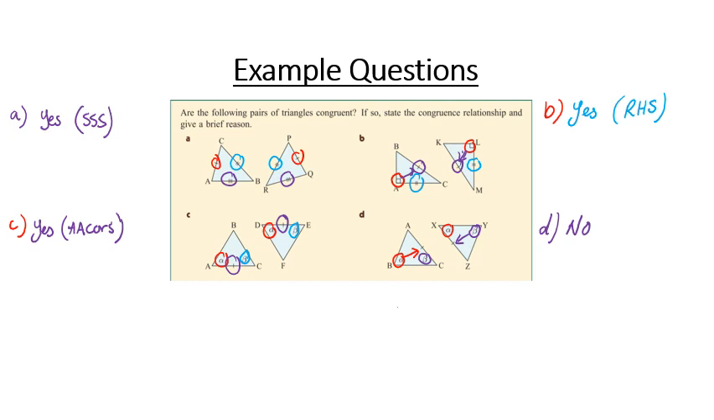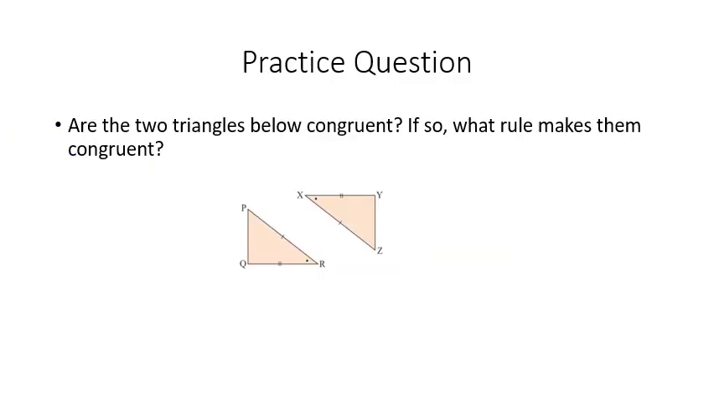Okay, so here is a practice question I'd like you to have a go at. I'd like you to determine if the two triangles below are congruent, and if so, what rule makes them congruent. Please feel free to pause the video. Once you think you've got the right answer, continue the video and we'll see how you went.